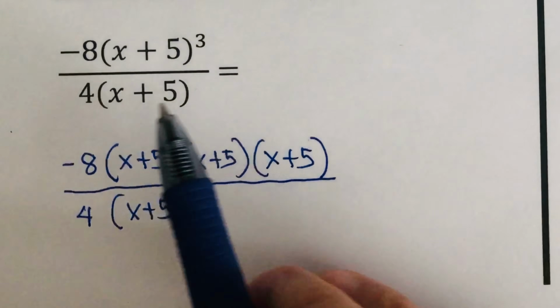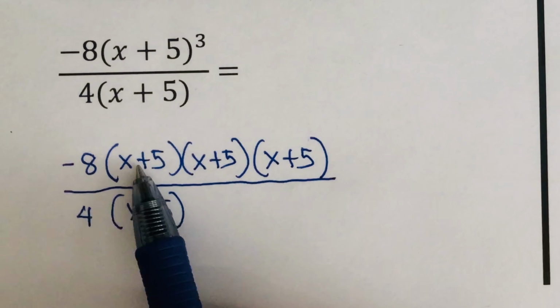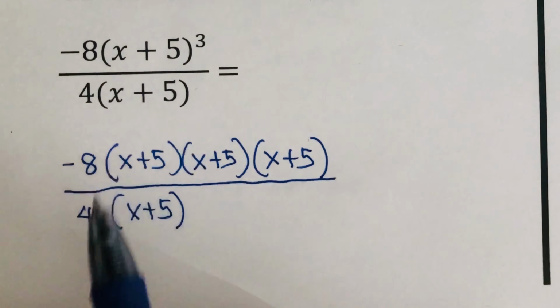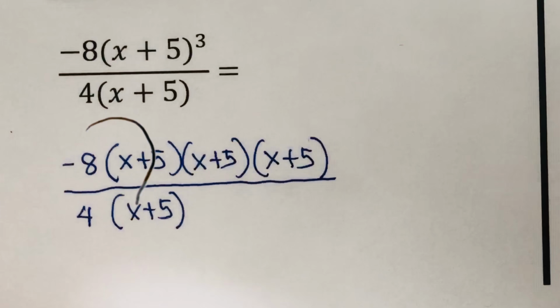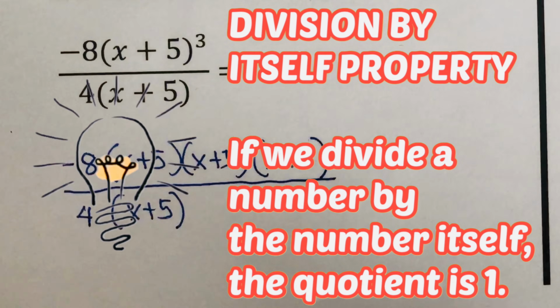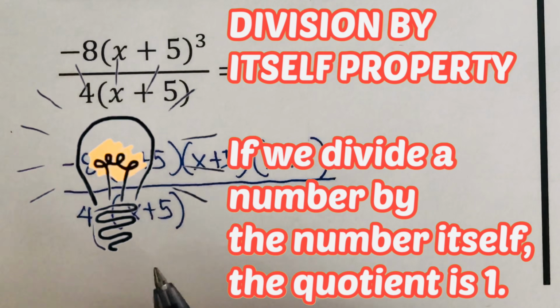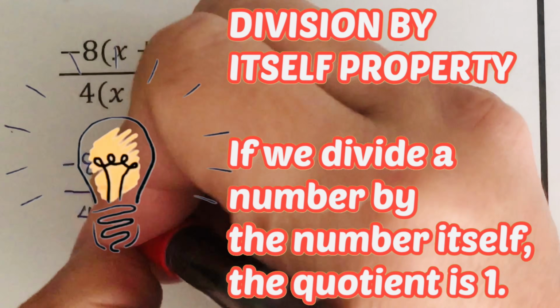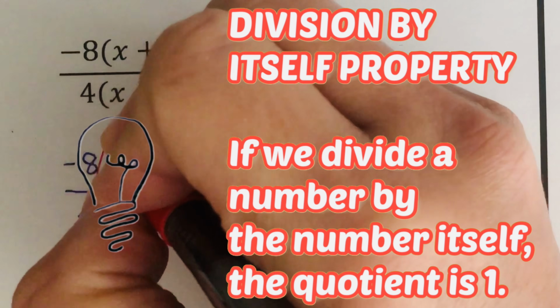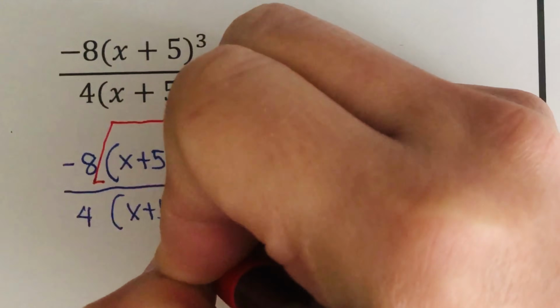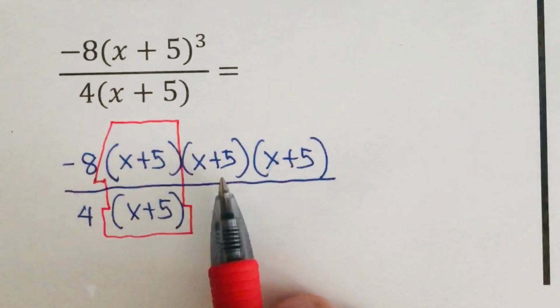Okay, so I expanded the (x + 5)^3. So we have 3 groups of them. And then we remember the division by itself property. If we divide a number by a number itself, the quotient is 1. So these two would actually be 1 right here. So I can label this as 1 right here. And then the rest are just good.